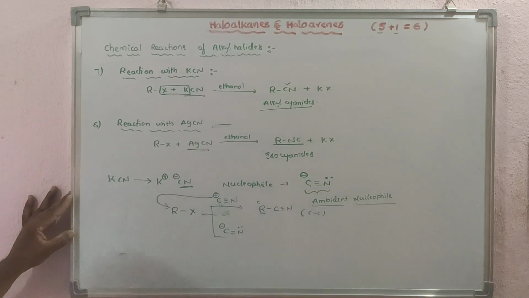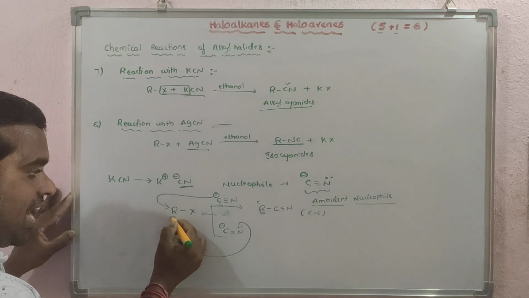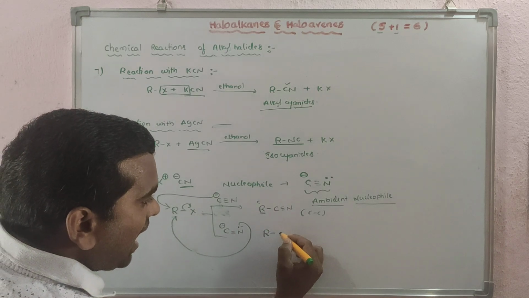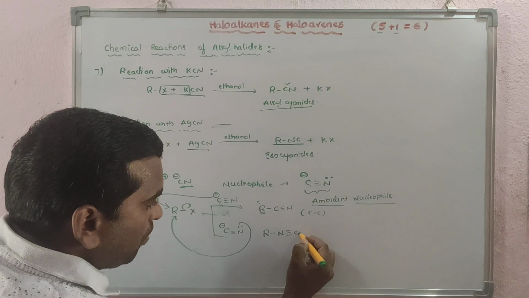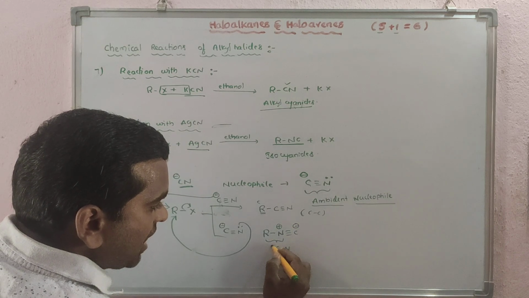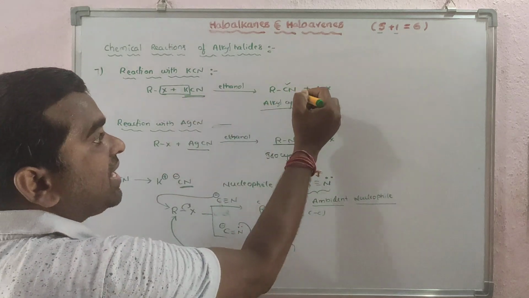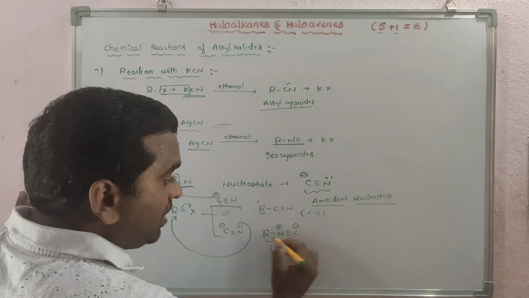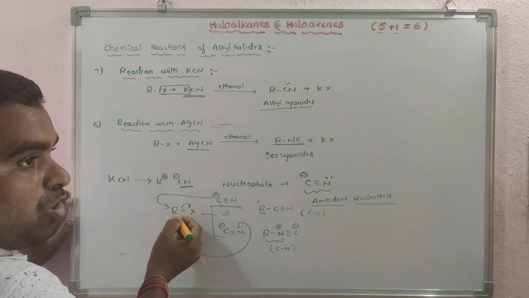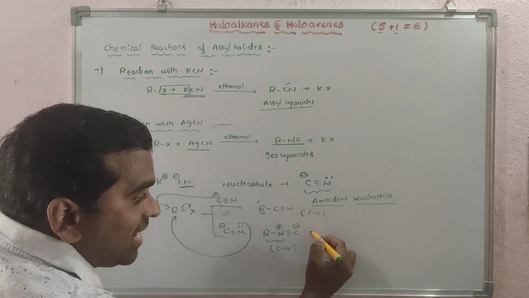And suppose nitrogen acts as the nucleophile, then what compound will you get? R-N triple bond C. Which bond formation takes place here? C-N bond formation. But with potassium cyanide, we are getting alkyl cyanides only. If nitrogen donates its lone pair to carbon, you should get the isocyanide, but you are not getting isocyanide.